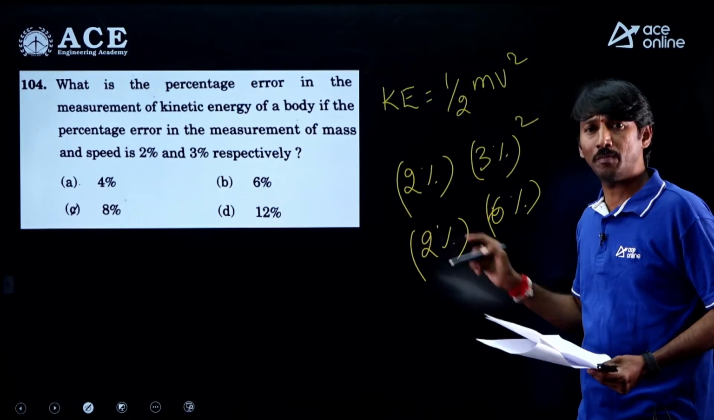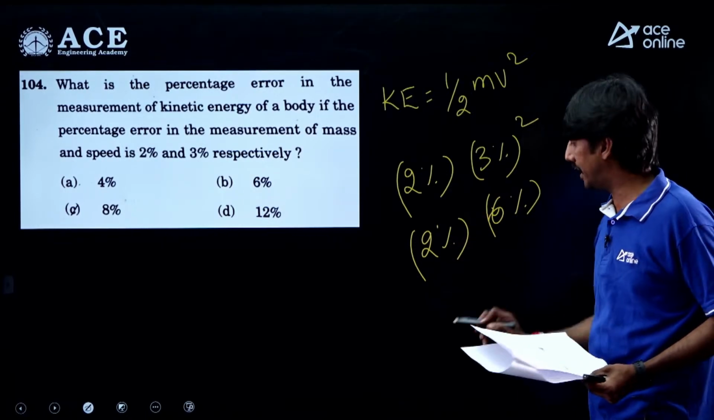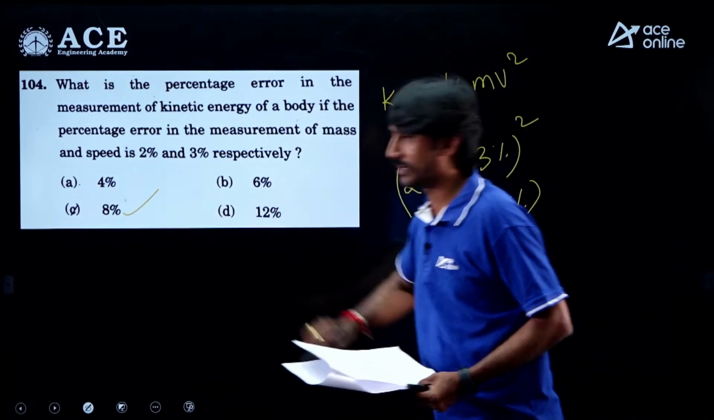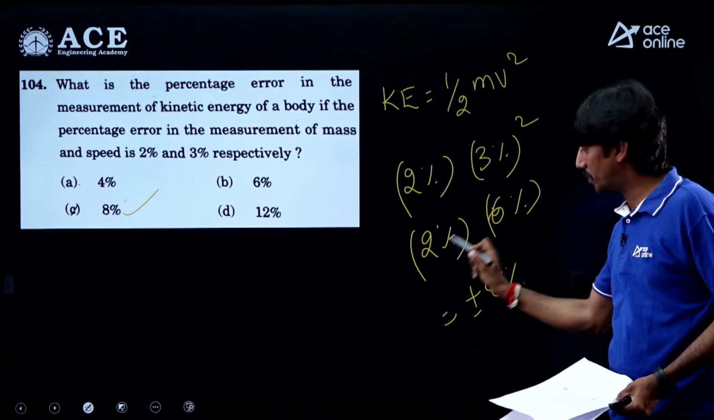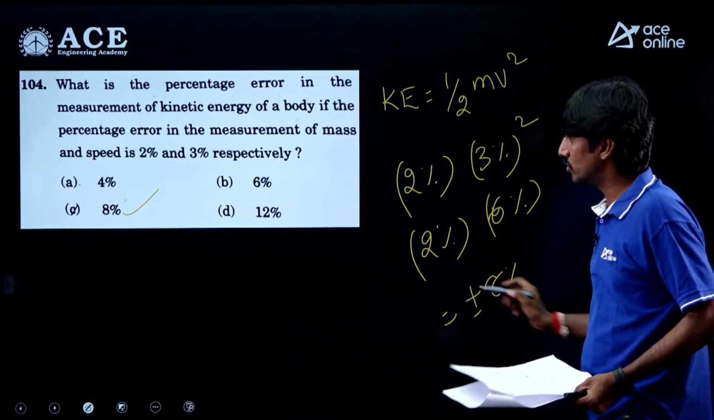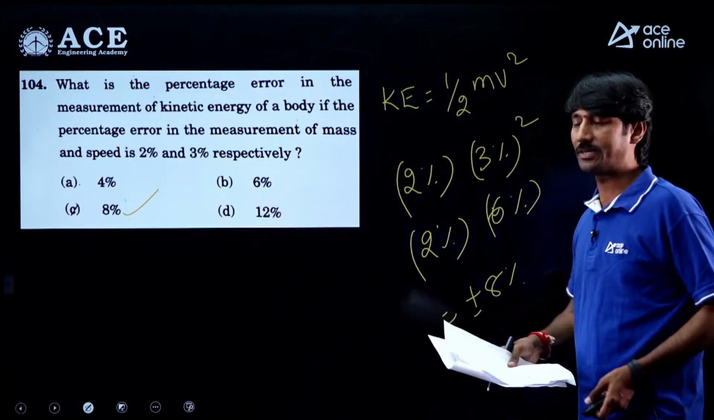Since a multiplication operation is there, percentage errors must be added. So therefore plus or minus 8%. But by confusion you may multiply 6 into 2, 12. No, errors must be added. So therefore the answer here is 8%.